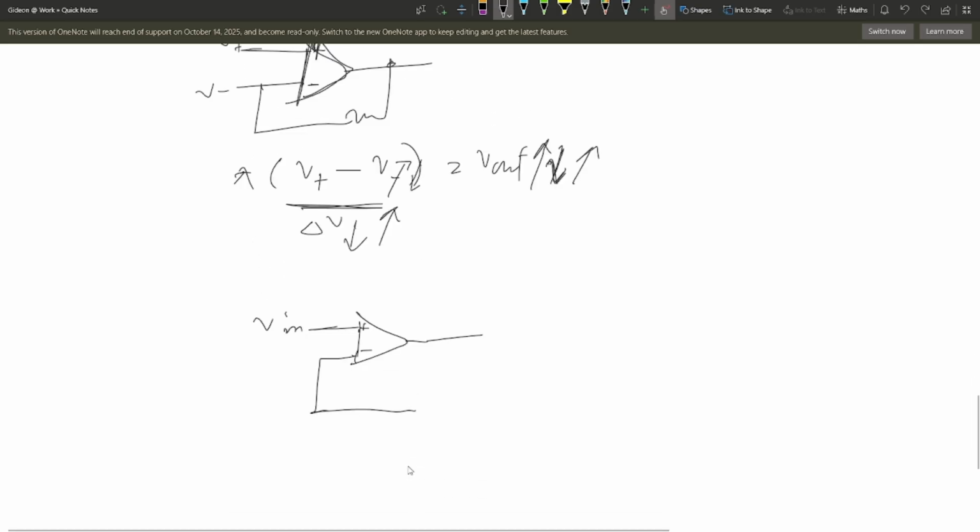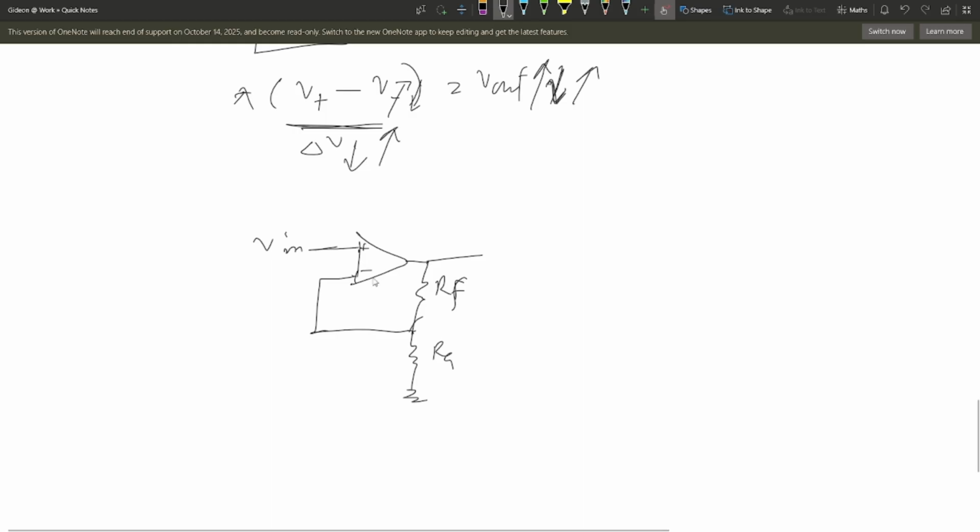Alright, my ground isn't really good, so let me make it better. Now this is my feedback. Normally we call this one the feedback resistor, and we call this the ground resistor, the resistor we are using to connect to ground. Now what happens in here is that we have our V out, right? And then we have V in, and this is V plus, and this is V minus.